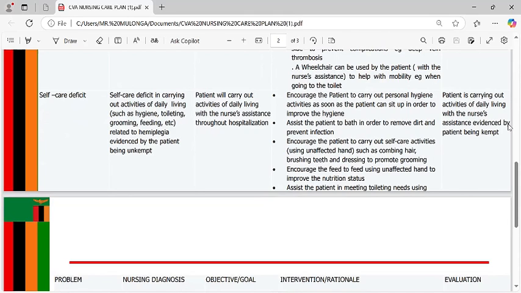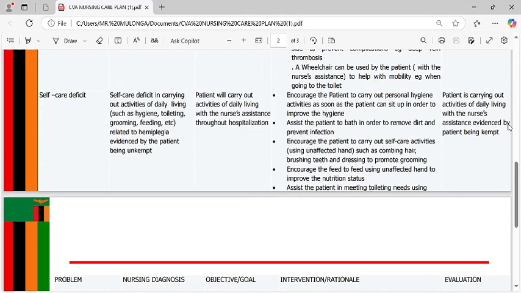Number 2, I will assist the patient to bath in order to remove dirt and prevent infections. Remember, this patient is paralyzed. It may not be in both legs or all the limbs, but because of the paralysis, they may not be able to move themselves and go to the bathroom. So we are going to perform an assisted bath. Why are we doing it? It is because we want to remove dirt and prevent infections.